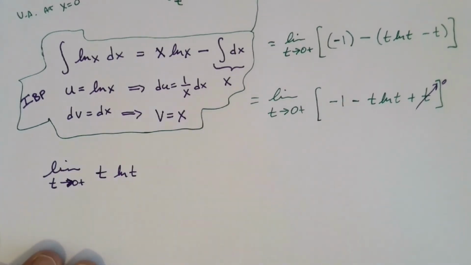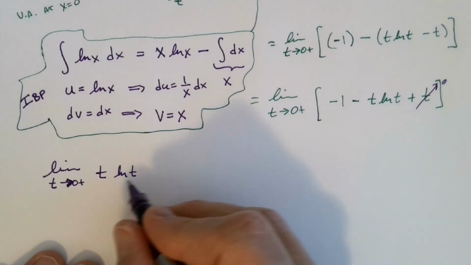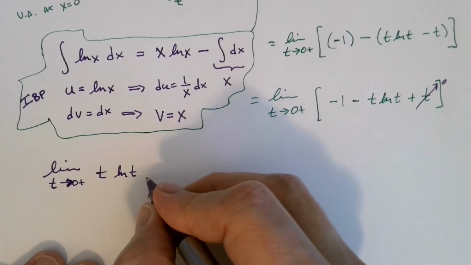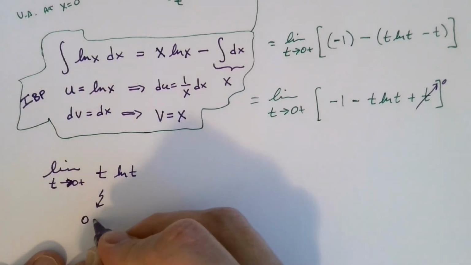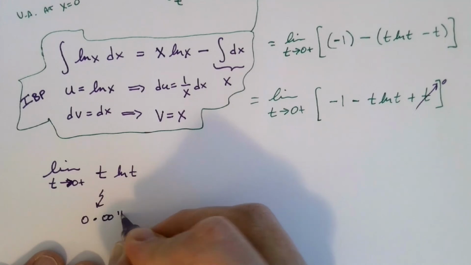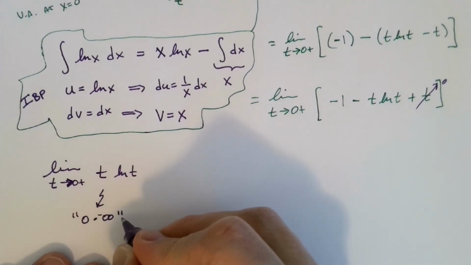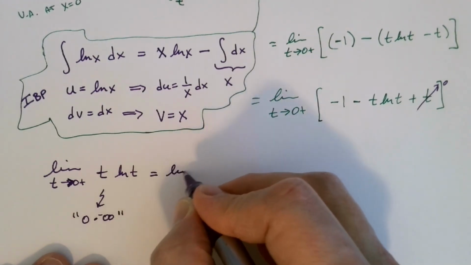Well, what we're going to do to evaluate this limit, if you remember, is use L'Hopital's rule, but it's not in the form we can use L'Hopital's rule. L'Hopital's rule is what? 0 over 0 or infinity over infinity. This is of the form 0 times negative infinity, which is indeterminate. But I can rewrite this in a form that I can use L'Hopital's rule.